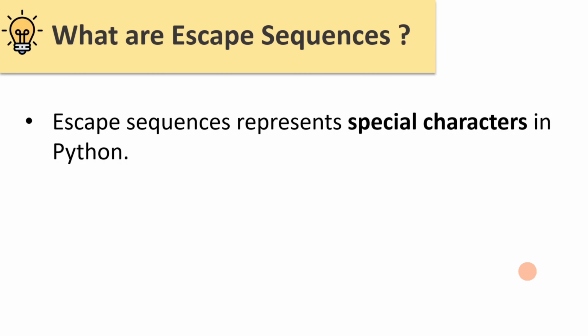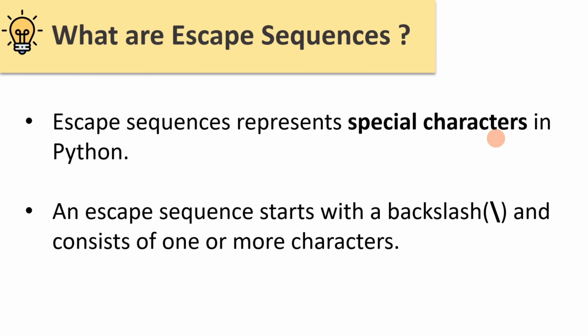Escape sequences represent special characters in Python. There are special characters in Python that we cannot represent directly. For that, we use escape sequences to represent those special characters. All escape sequences start with a backslash and contain one or more characters. So we have to understand that we have some special characters that we cannot represent directly. For that, we use escape sequences, and escape sequences always start with a backslash.